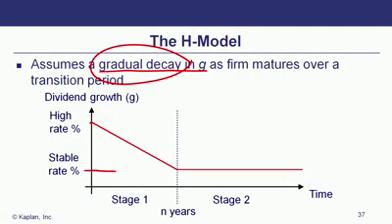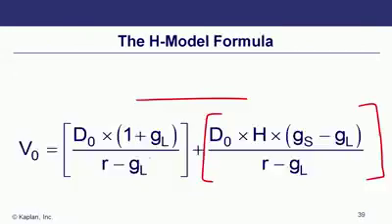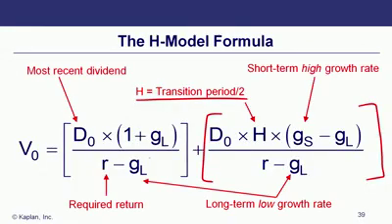Our Gordon growth model will capture the value of dividends growing at the lower rate forever. This second term is getting the area of this triangle, hence the over 2. Might just help you remember it. So, H is the transition period over 2, times GS minus GL, that's the high growth rate minus the low. And this is easy to remember.